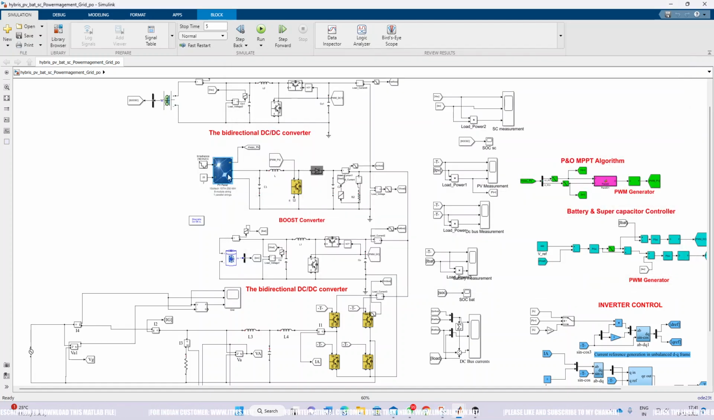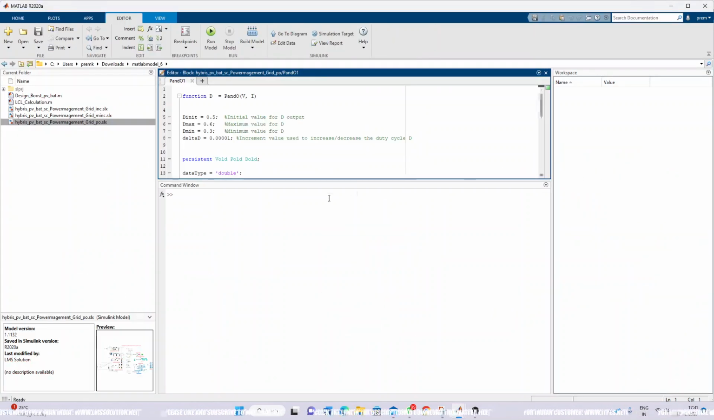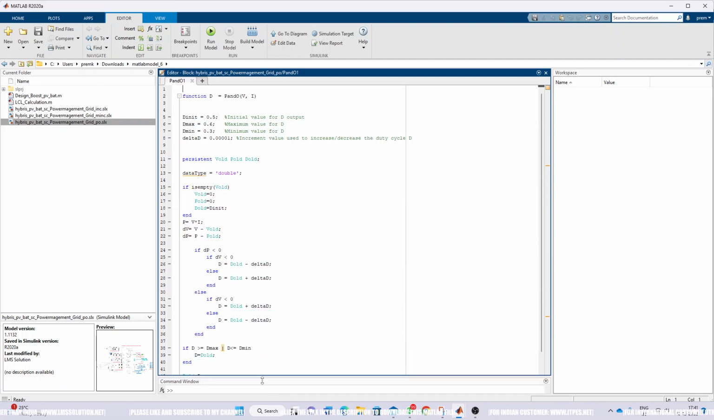Then this PV panel will be connected to the DC bus or DC load via this boost converter. This boost converter is going to be controlled by means of P&O MPPT. So P&O MPPT receives two inputs. One is PV voltage and current. Okay. So inside that P&O MPPT, you can see here, right?